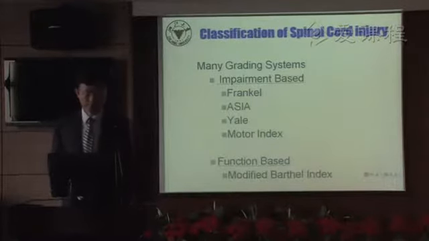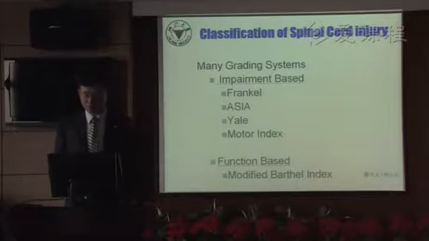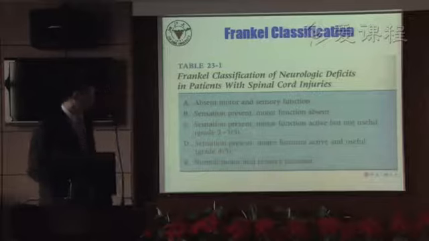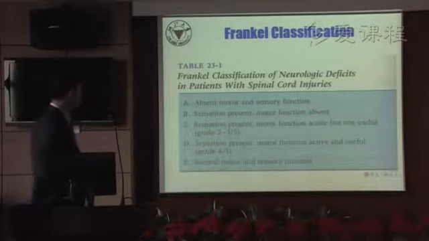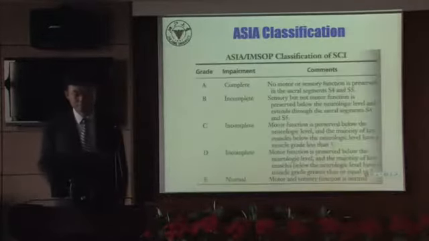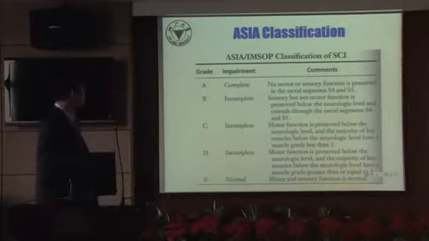Classification of spinal cord injuries. There are many grading systems, impairment-based, including Frankel, ASIA, and the motor index, and function-based, the modified Barthel index. The Frankel classification includes five grades. For example, A is absent motor and sensory function, and E is normal motor and sensory function. This is the ASIA classification from the Americans, also including five grades: complete, and normal, impairment complete, impairment incomplete.